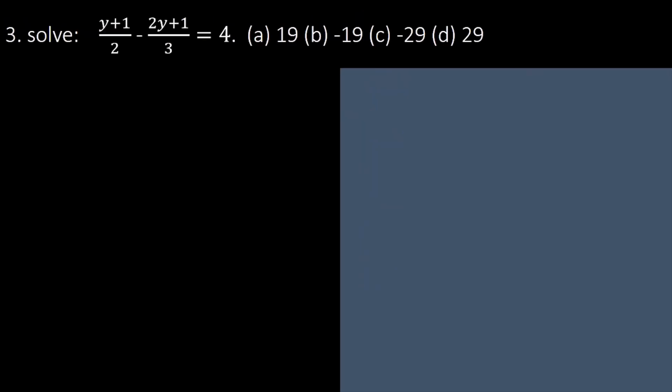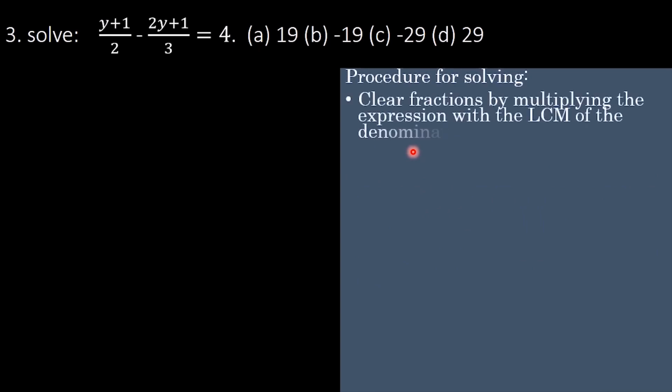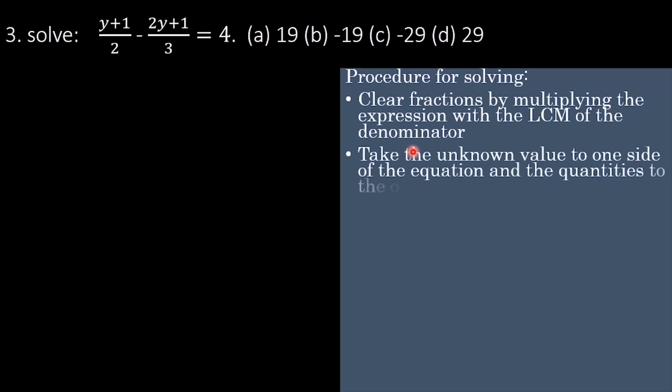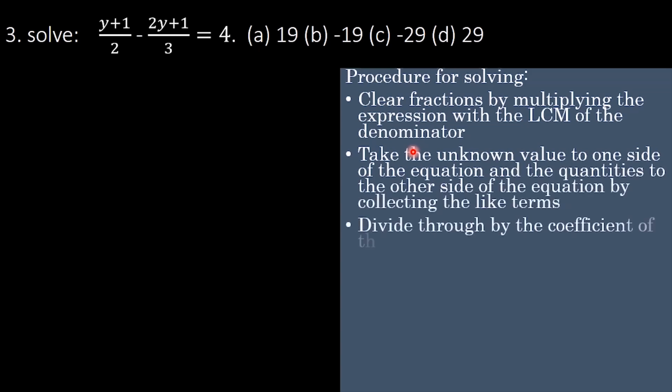Question 3. Solve (y plus 1) over 2 minus (2y plus 1) over 3 equals 4. Here is the procedure for solving this. Step 1 is to clear the fractions by multiplying the expression with the LCM of the denominators. Then we take the unknown value to one side of the equation and the quantities to the other side of the equation by collecting the like terms. Step 3 here is to divide through by the coefficient of the unknown value.